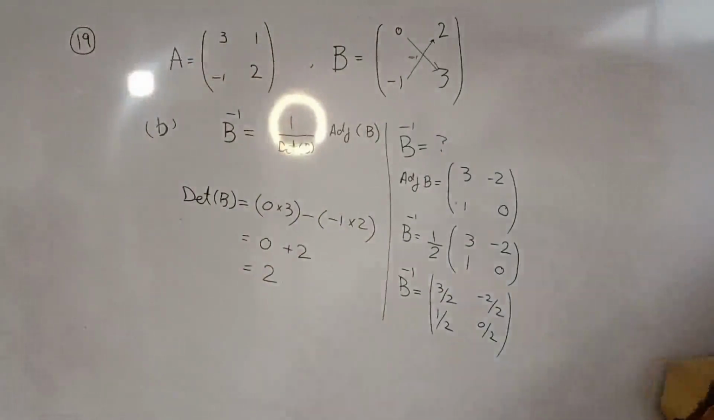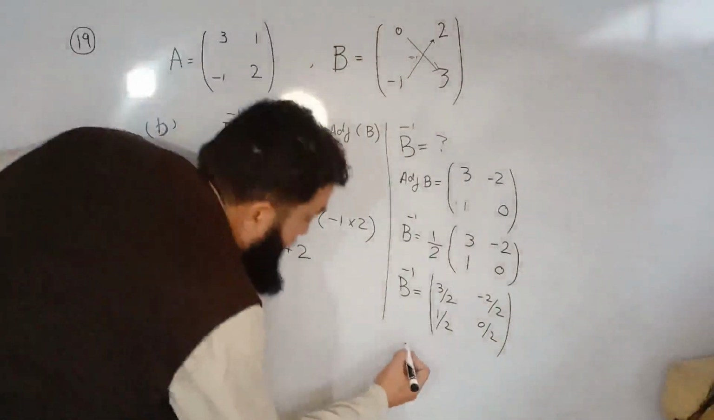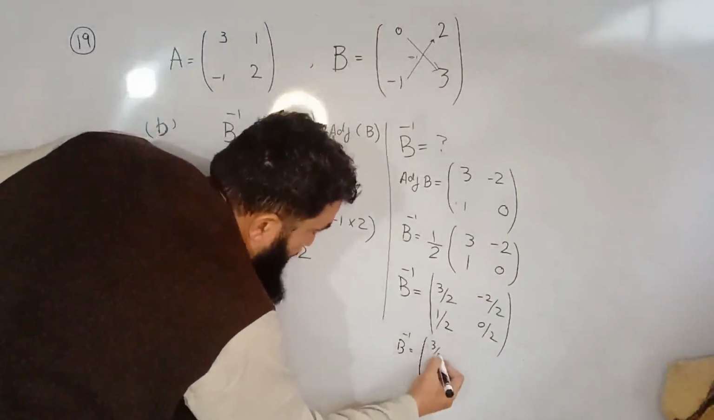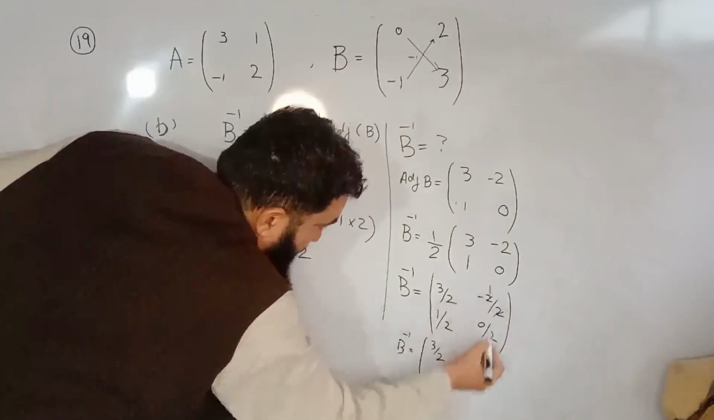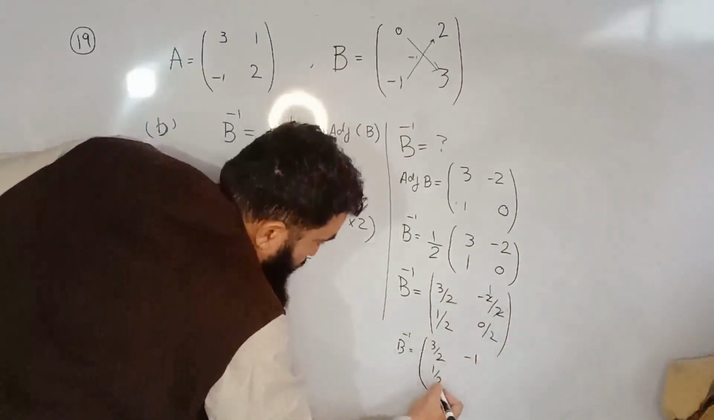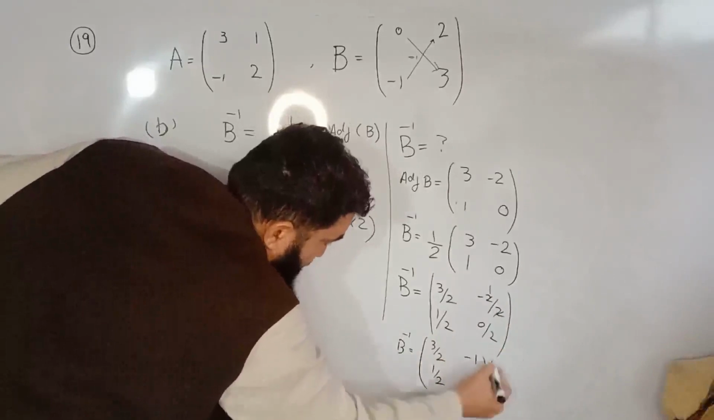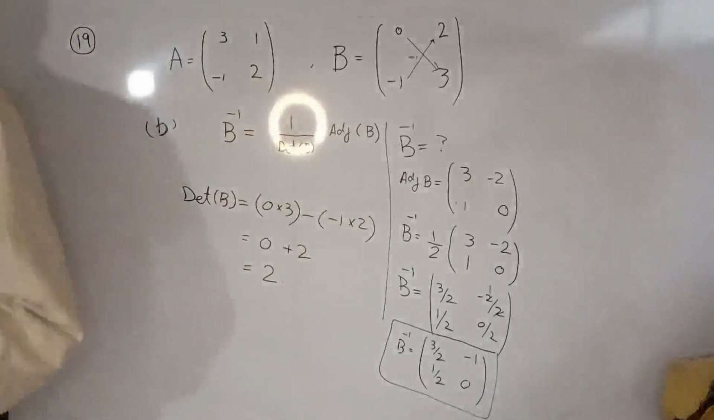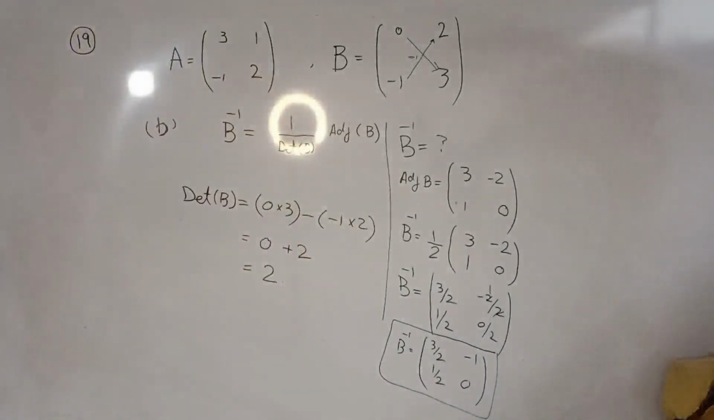When we simplify them, then B inverse comes out to be 3 over 2, minus 2 divided by 2 is minus 1, this is 1 over 2, and 0 over 2 is 0. So this is the answer of part B, which is B inverse is equal to 3 over 2, minus 1, 1 over 2 and 0. So this is the answer of question 19, part B.